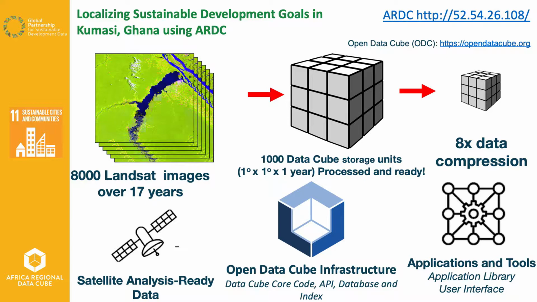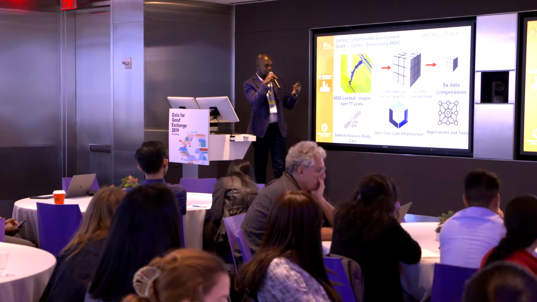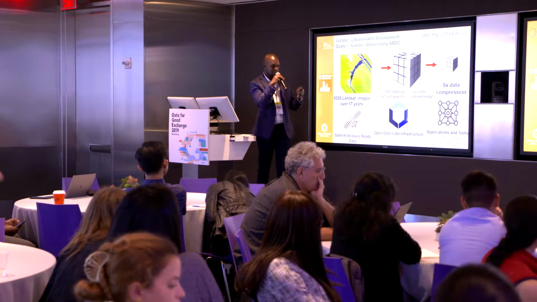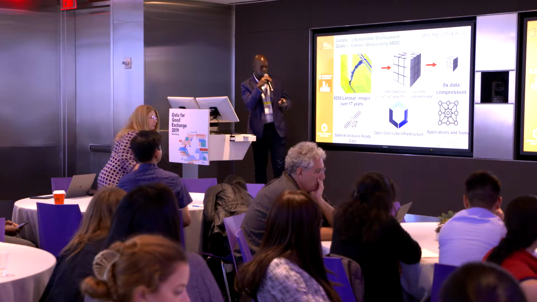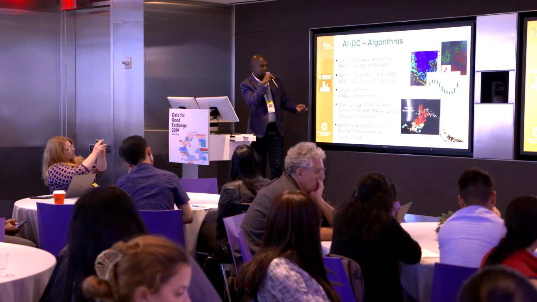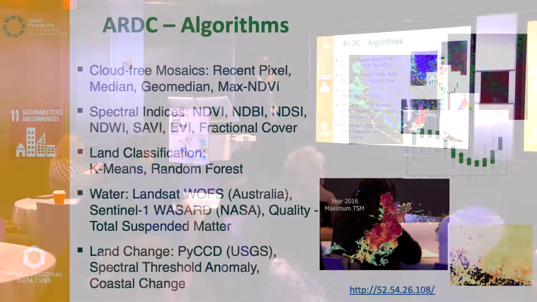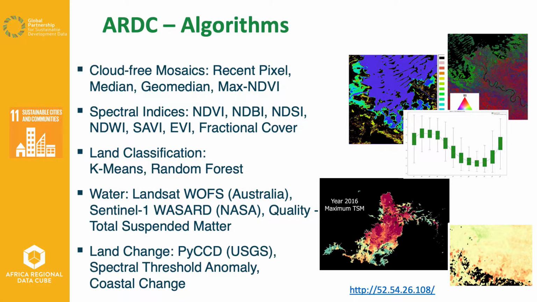And of course, these tools then help governments to select geo-coordinates, the years of analysis, and run the algorithms which give them specific products depending on what sector they're looking at. These are just some of the algorithms that are available within the Africa Regional Data Cube, looking at cloud-free mosaics, the spectral indices, there's land classification, there's water. So you can use all these different preset algorithms to run analysis for different areas.